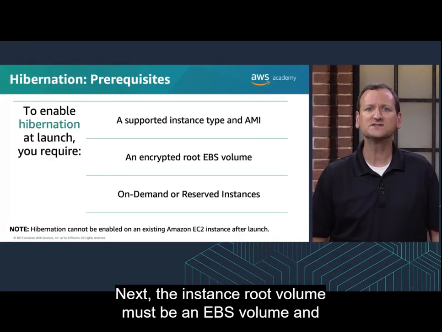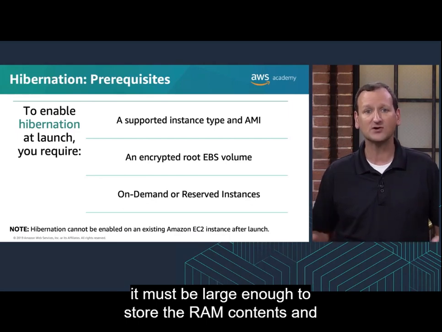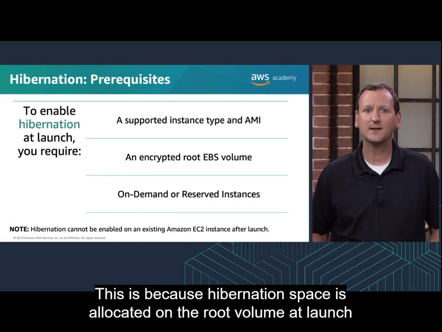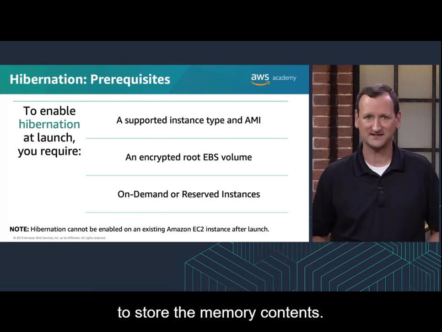Next, the instance root volume must be an EBS volume, and it must be large enough to store the RAM contents and your normal expected usage for resources like the operating system or applications. This is because hibernation space is allocated on the root volume at launch to store the memory contents.